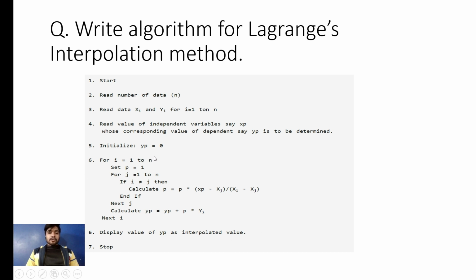Initialize yp equals 0. For i equals 1 to n, set p equals 1. For j equals 1 to n, if i is not equal to j, then calculate p equals p into (xp minus xj) divided by (xi minus xj). End if, end j. Calculate yp equals yp plus p into yi. Next i. Display the value of yp as the interpolated value.